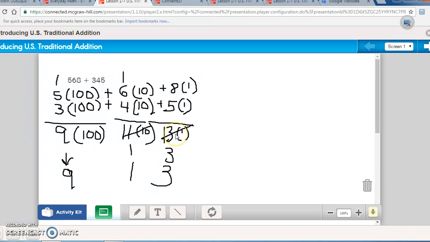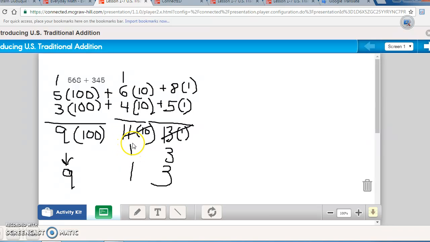5 ones is 13 ones. Well, I can get a group of 10 out of 13 ones, so I cross that off. I have 3 left over, and I carried that group of 10 over to the tens column. Now I'm going to add the column of tens. Well, 6 plus 4 is 10, plus 1 is 11, so I have 11 groups of 10. Well, I know 10 groups of 10 is 100, so I cross it off.